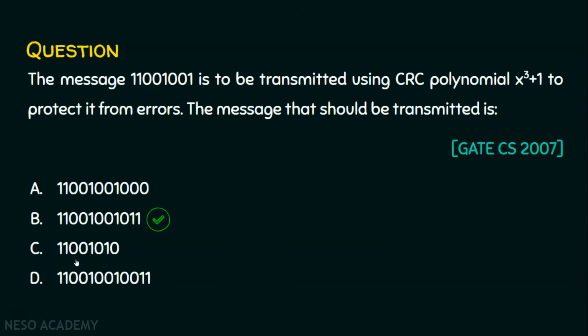Finding the message to be transmitted in CRC will be easy in most of the cases because the original message, in this case 1 1 0 0 1 0 0 1, will be appearing in the options. But unfortunately we can't just like that choose the correct answer because there are options A, B and D that are starting with the original message that is given in the question. Sometimes it may help us.